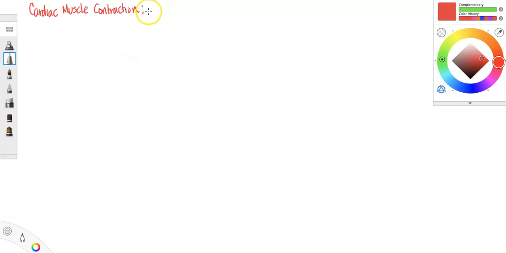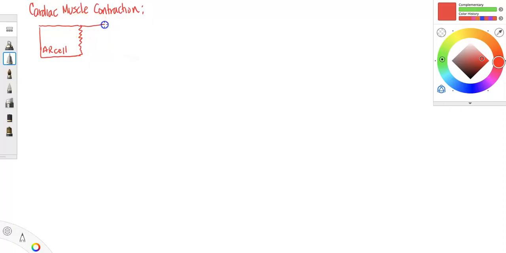So we know that cardiac muscle has the basic same structures as skeletal muscle with the myofibrils and all of those things. But the contraction of this cardiac muscle is a little bit different. So if we know we have a cell, the autorhythmic cell, and that is what generates the action potential to a contractile cell.